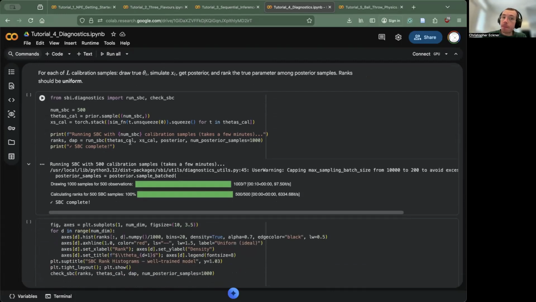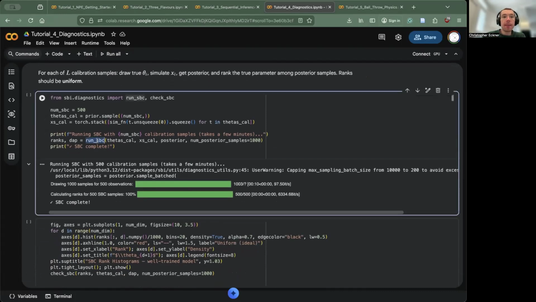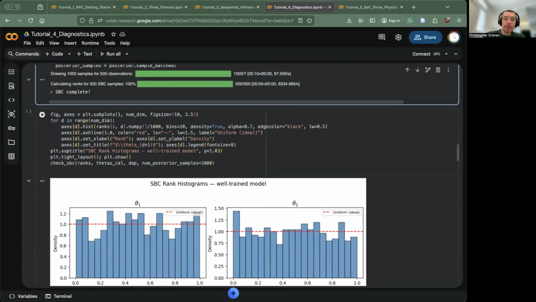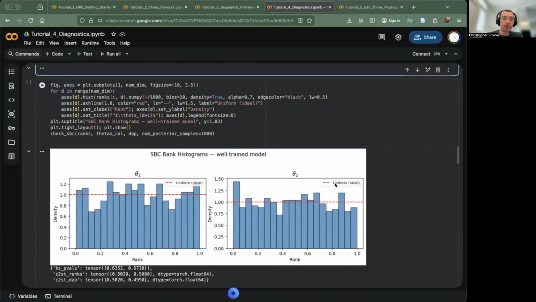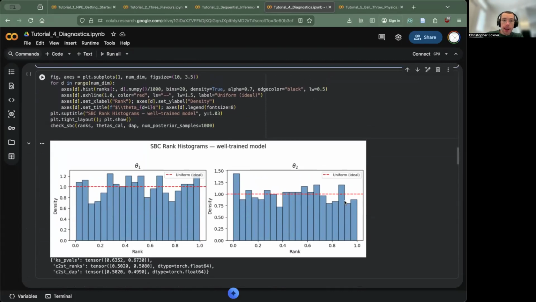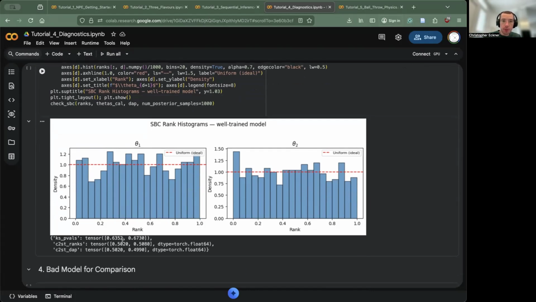So this can be done automatically in the SBI package. They have this run SBC diagnostics tool. This is already existent, you can just run it, and it shows you the result. And what you see is basically what we want, a uniform distribution, so nothing is overproportionate. Of course, you have some wiggling around the optimal line, but this is expected. What is important is the average you get over all of these bins. And this looks for both parameters kind of like 50-50.